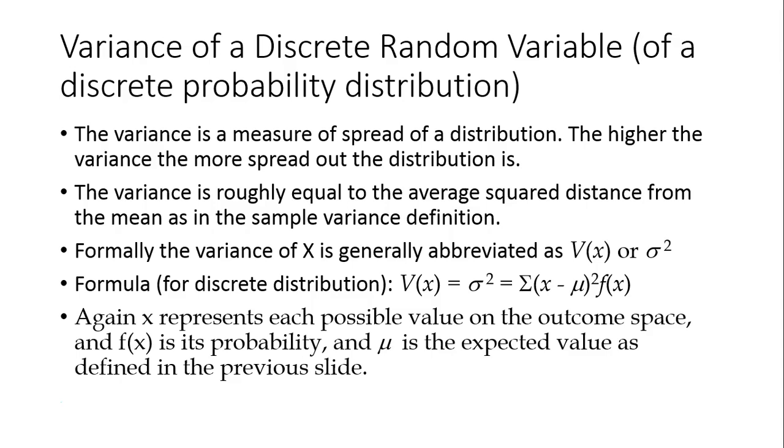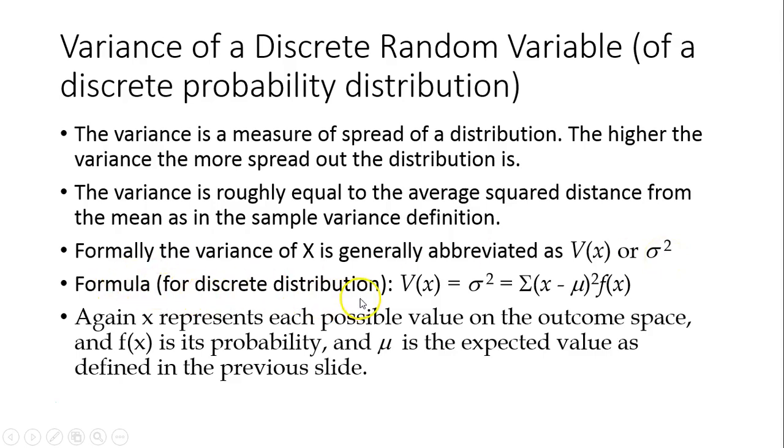Remember, in chapter 3, we did the sample variance, where you have a whole bunch of data points, and we use the computer to compute them, but you can compute it by hand. This is the average squared distance from the mean, how spread out the data is, right? In this case, this is how spread out the probability distribution is, this variance, okay? Anyway, formally the variance of x is generally abbreviated as V of x, or sigma squared, okay?